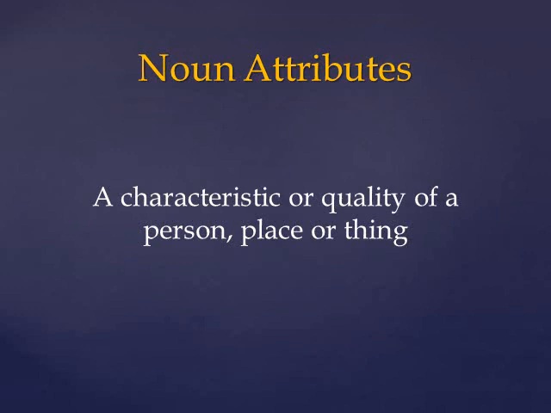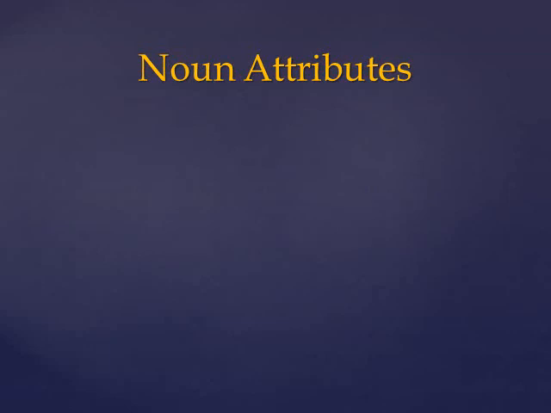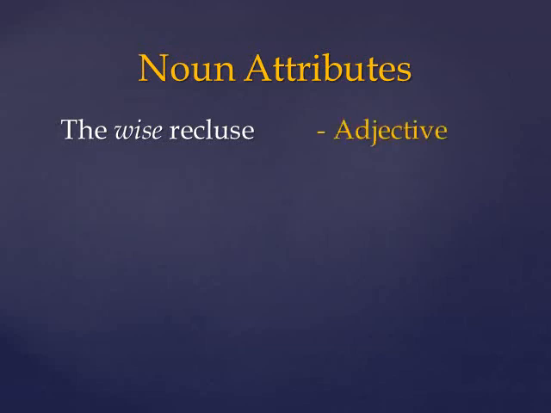And as we've seen, adjectives, like happy and sad, red and blue, angry and calm, are one way of doing this. So for instance, in English, we might say, the wise recluse, where the word wise is an adjective which tells us more about the recluse. And in Pali we would say this, pandito samano, where pandito, meaning wise, is in the same case and number as samano, the recluse.